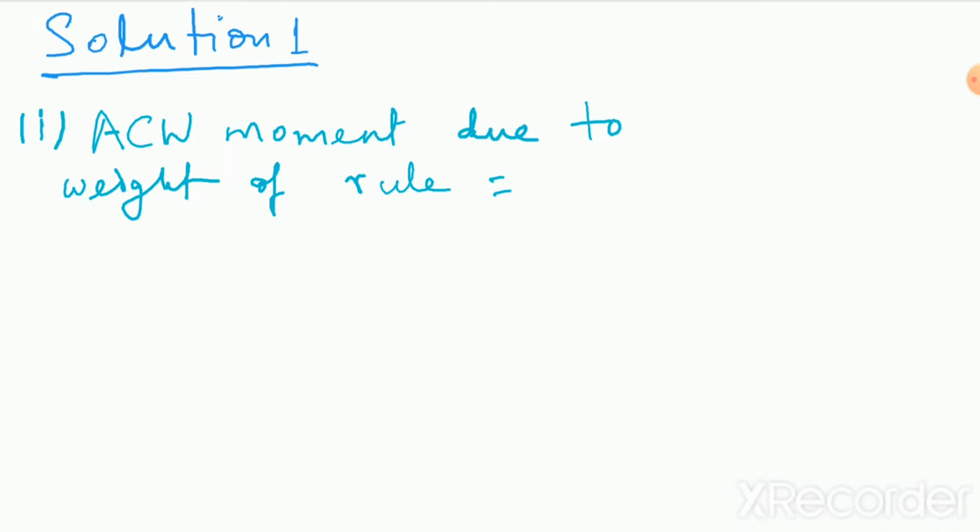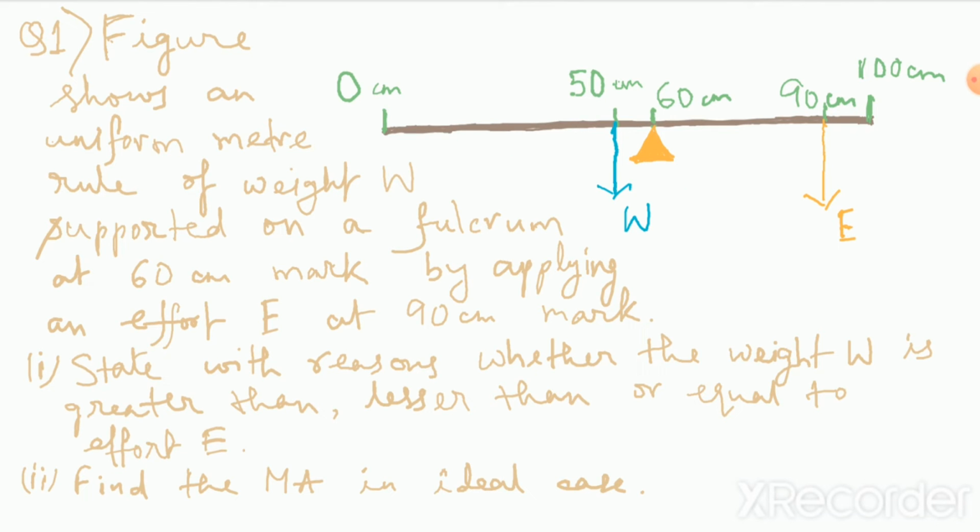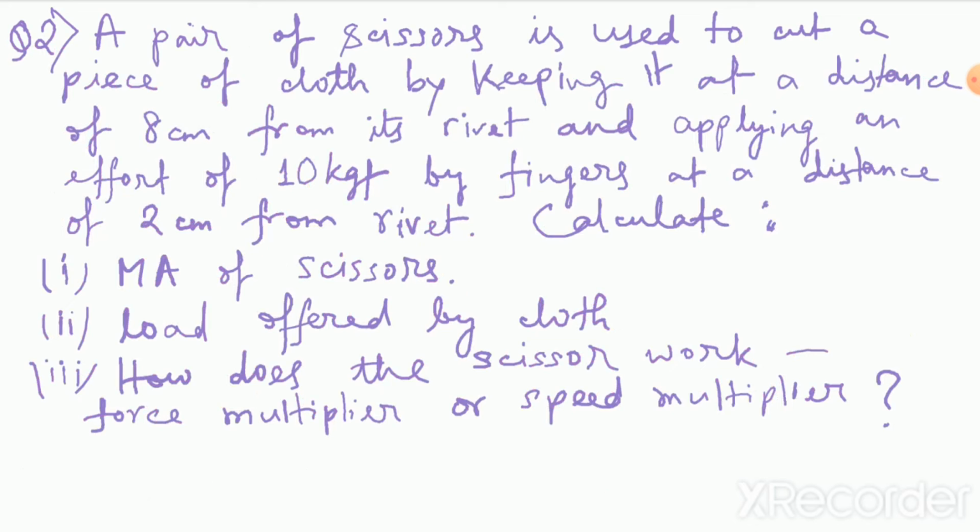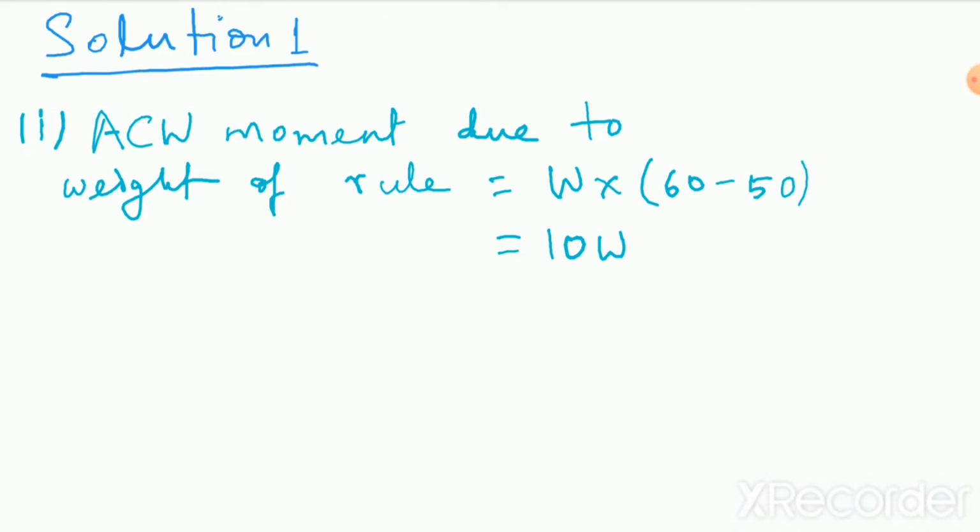What is the value? The force is W, and the distance is 60 minus 50. This is the distance. So it turns out to be 10 W. Let us take the weight of the rule to be in, okay, no unit has been given, so you can consider it as Newton. Okay, no problem. So Newton centimeter.